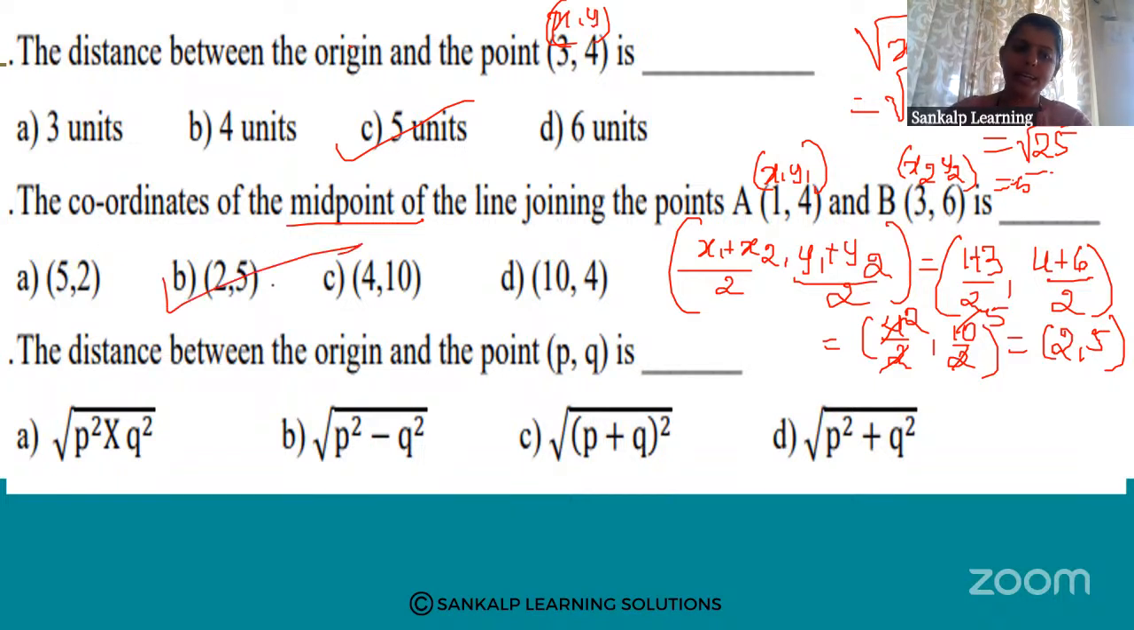Okay. Next. The distance between the origin and the point (P, Q). They have given options: square root of P square into Q square, or option B, square root of P square minus Q square, or (P plus Q) whole square, or square root of P square plus Q square. Which option is right here? Option D is right. That is square root of P square plus Q square. Okay. Next.